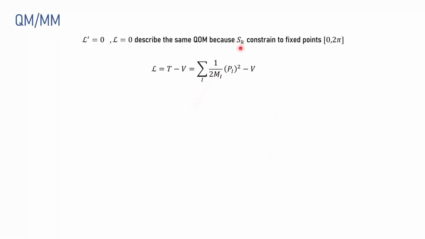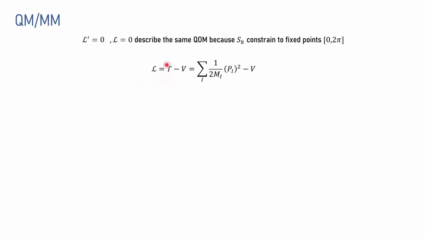We have Sk in our equation, and this Sk, because it's the phase of the nuclear wave function, starts from 0 and ends at pi, which is 2 fixed points, and we know the exponential of 0 and the exponential of 2 pi is the same. So we can safely say that L prime and L can give us the same equation of motion. So let's start from L.